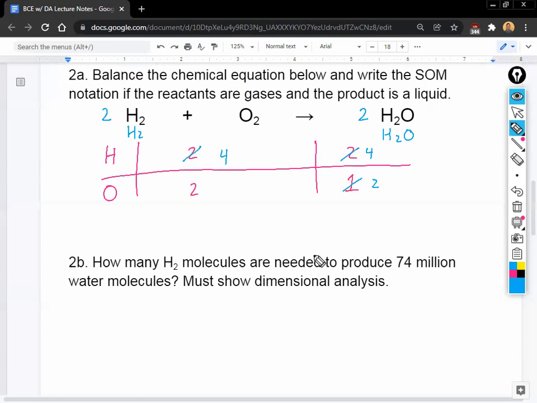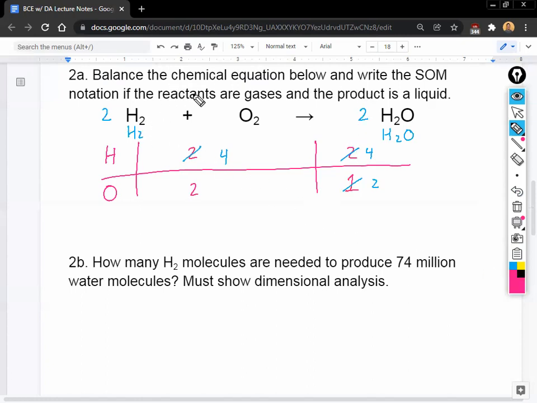Okay. Any questions about the balancing, or is it pretty simple? Pretty simple? Okay, I'm glad. Okay, so we're going to do the state of matter notation now. So we're just going to write the parentheses next to the molecules.